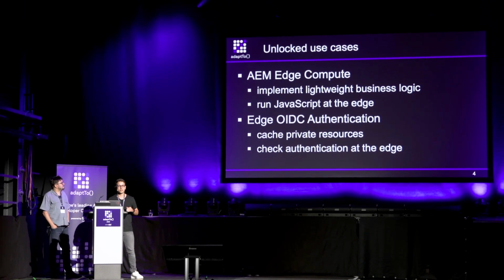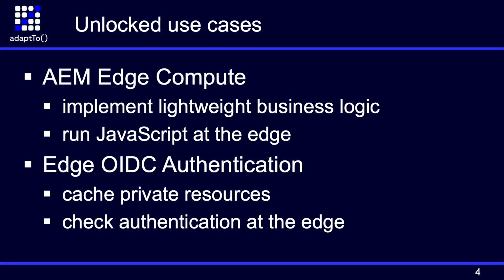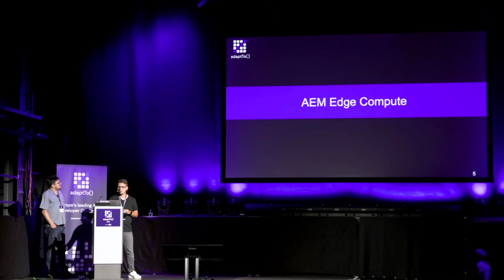Okay, so now, concretely, what do those two features unlock? With AEM Edge Compute, you can now implement your lightweight business logic directly at the Adobe Managed CDN by being able to run JavaScript code at the edge. While with Edge OIDC Authentication, you can now cache private resources directly in the CDN cache. And from the edge, you will be able to do the authentications by connecting directly with your identity provider. So let's dive into the topic of AEM Edge Compute.